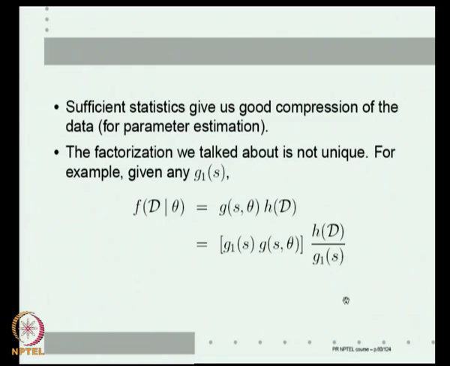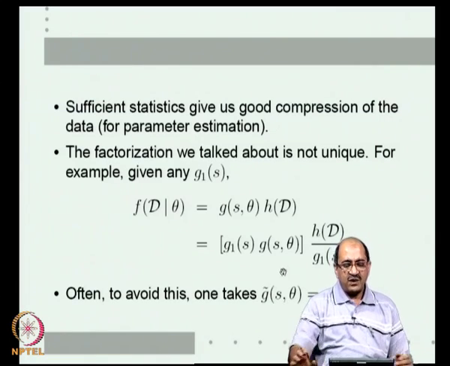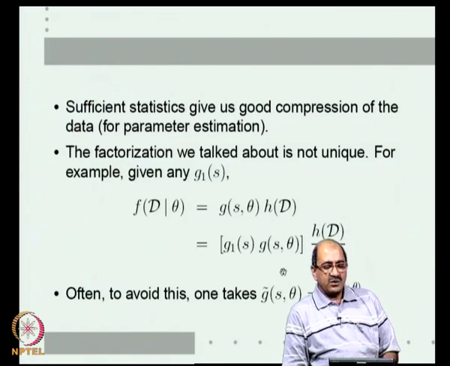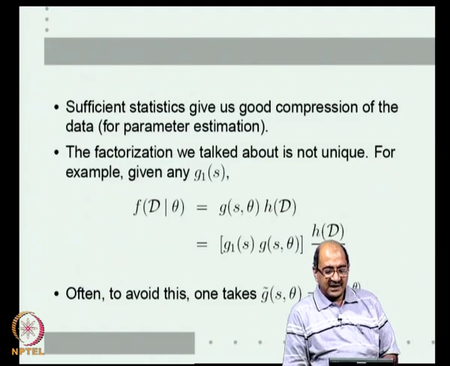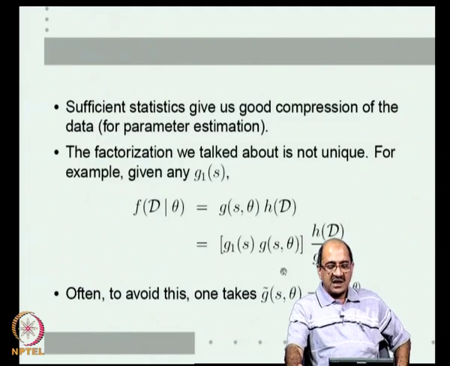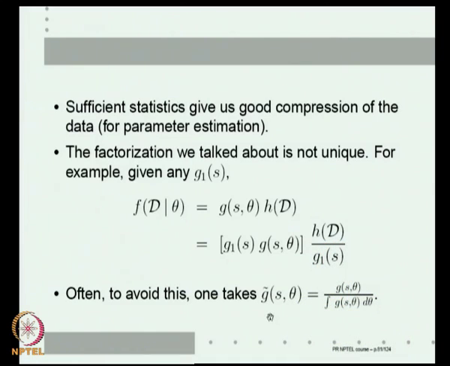This does not necessarily cause any problems, but very often what one does is, once you have a factorization, you take the g(s, theta) function as a normalized value, which is called g tilde, sometimes called the normalized kernel. If I take this, then this kind of simple non-uniqueness will not be there.